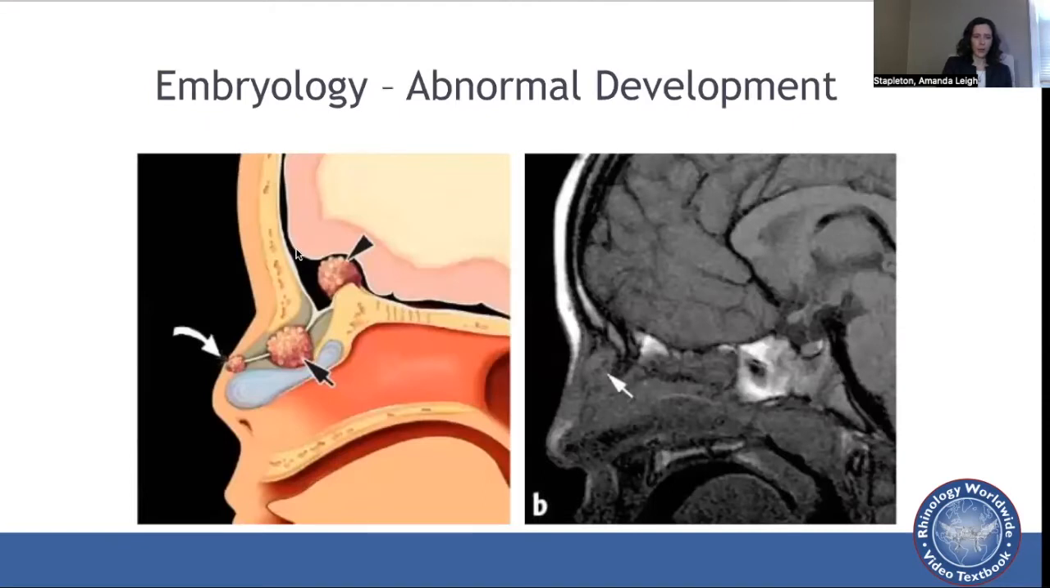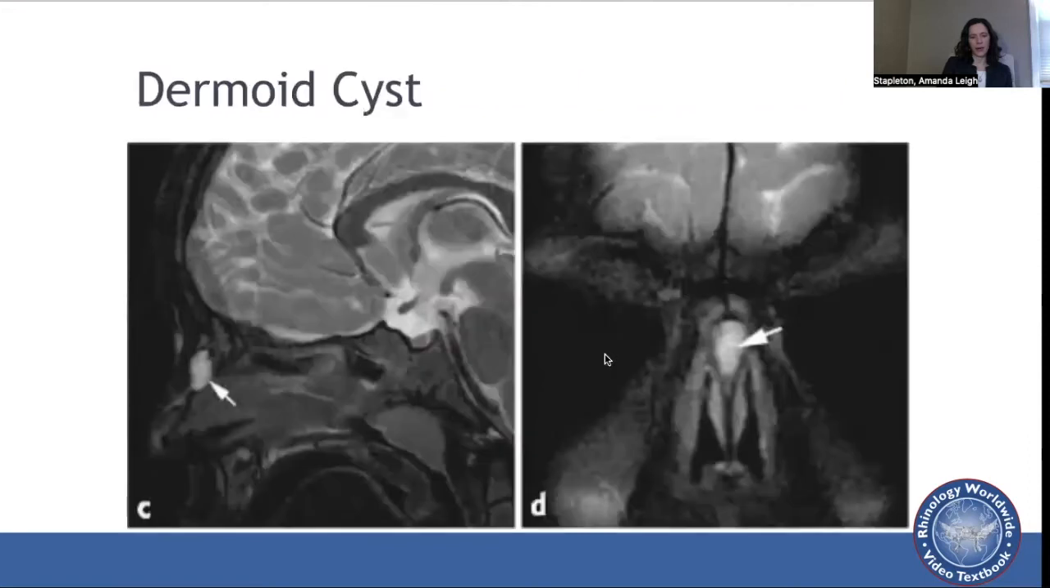And this is how it looks on a kind of schematic drawing, where you have this excess tissue that's coming down through the foramen cecum into the prenasal space, and sometimes can come all the way out to the skin where you have a pore that drains fluid or can grow a hair. And then this is what that similarly looks like on MRI.